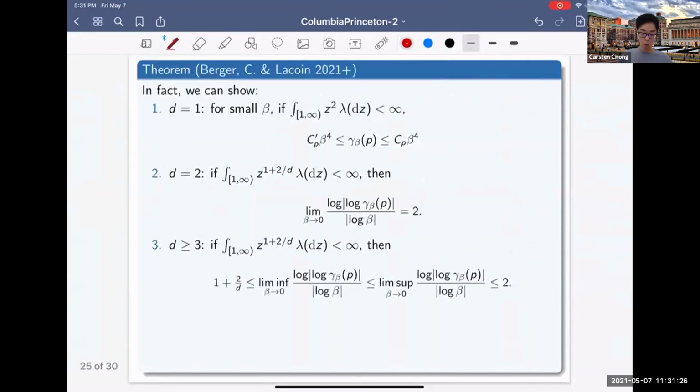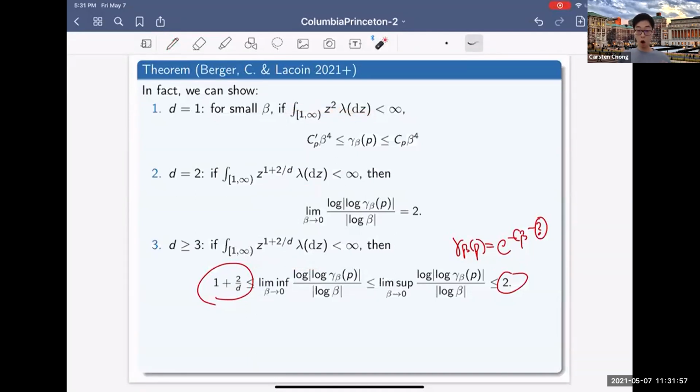We have a similar result in dimension 3 and higher. Given these moments, the exponents behave like e to the minus c beta to the minus some exponent, and we know that this exponent is between 1 plus 2 over d and 2. That's what we can show for now. Of course, all these 3 results hold if you have some moments.